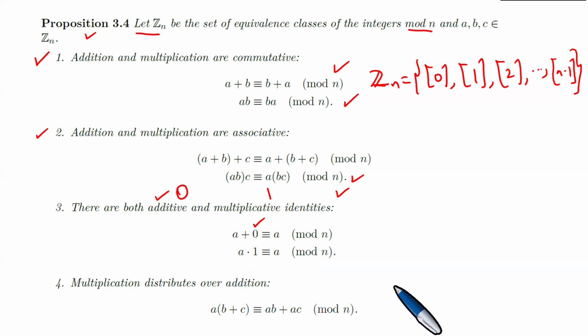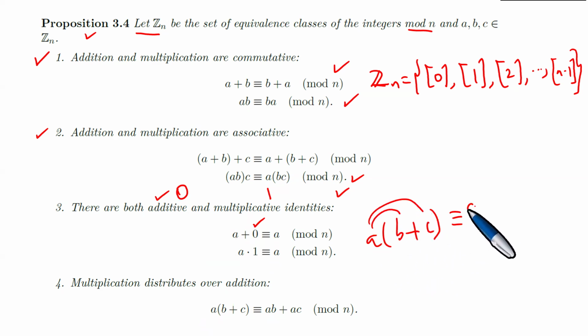Now, multiplication distributes over addition. So that if we have a, the distribution a open bracket b plus c is equivalent to ab plus ac. And this is true modulo n. So yeah, that is property 4.